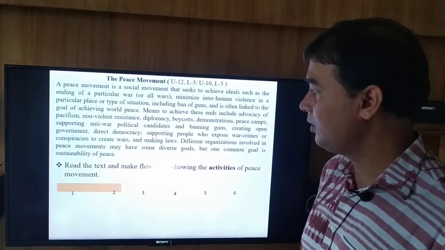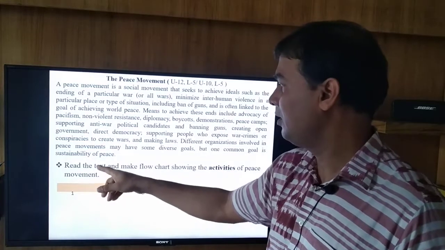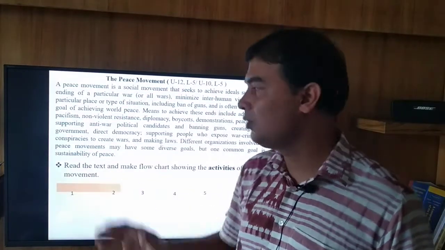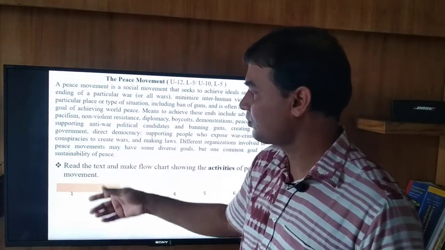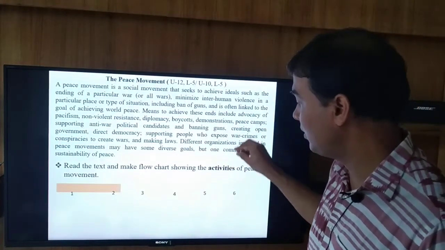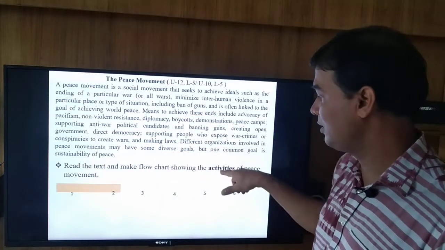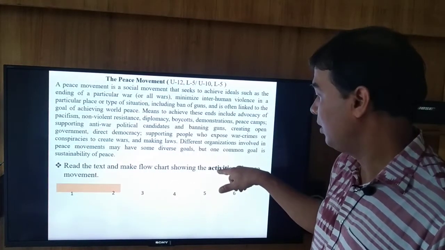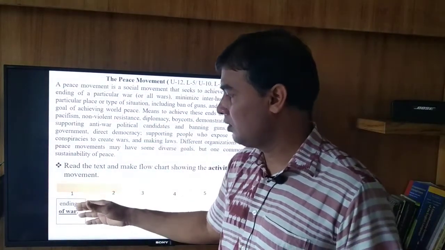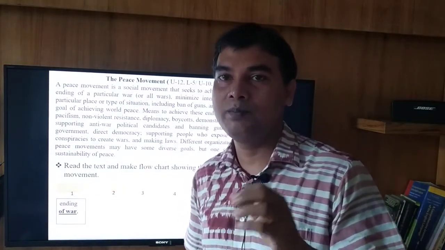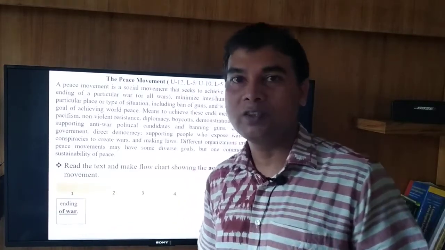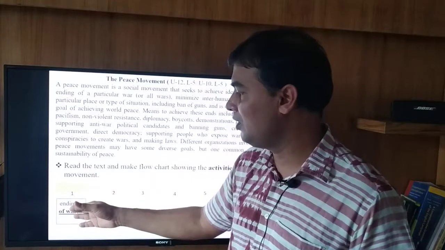And now you see the question says, read the text and make a flowchart showing the activities of the peace movement. Okay, now you have to write the flowchart. Here you see activities. You have to give emphasis, you have to understand what the question says. You have to find out the activities of the peace movement. In the question paper you will see you have to write 5 pieces of correct information, and in total there are 6 pieces of correct information. The first one is given for you: ending of war.